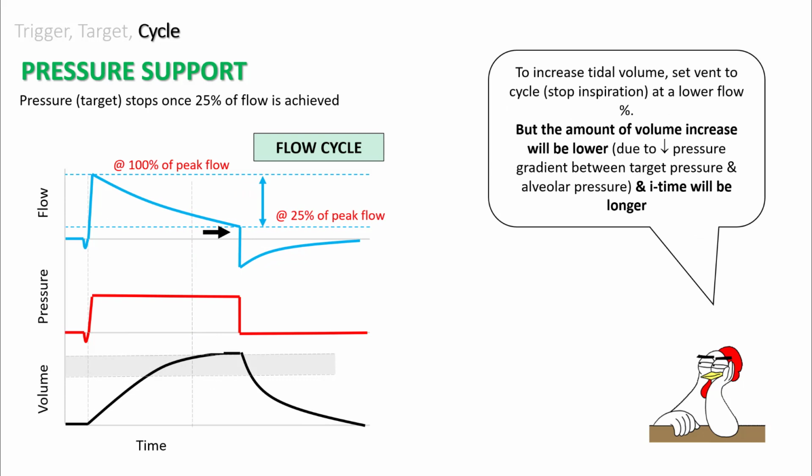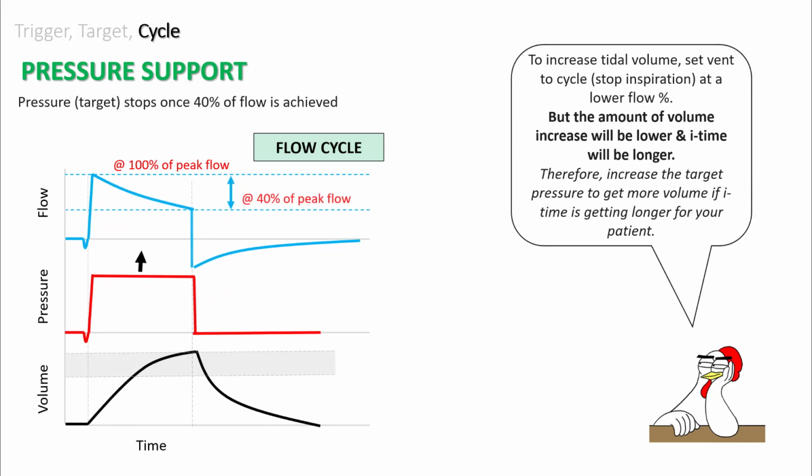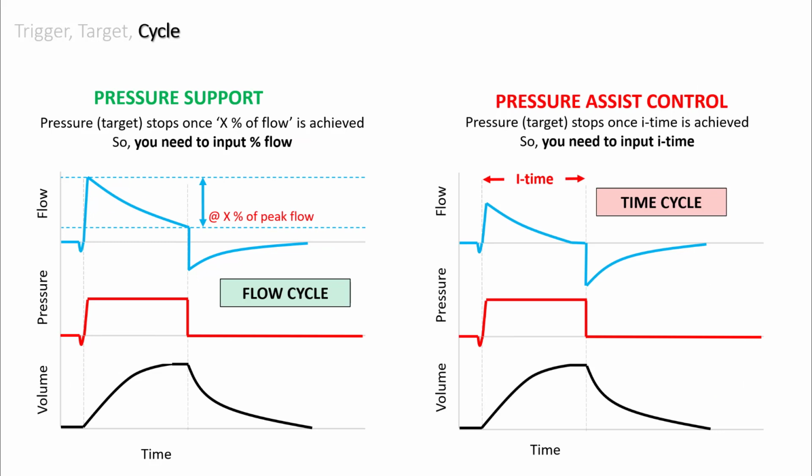However, the amount of volume that you are going to increase with subsequent drop in percentage peak flow will keep on decreasing as your pressure gradient between alveoli and the circuit decreases over time. So the two ways to increase the volume in pressure support mode are either to increase the pressure or to decrease the percentage of peak flow where the vent should cycle. Dropping the percentage peak flow will certainly give you more volume, however it will increase the inspiratory time and decrease the expiratory time. So the main difference between pressure support and pressure assist control is how they cycle. Pressure support modes are flow cycled and pressure assist control modes are time cycled.